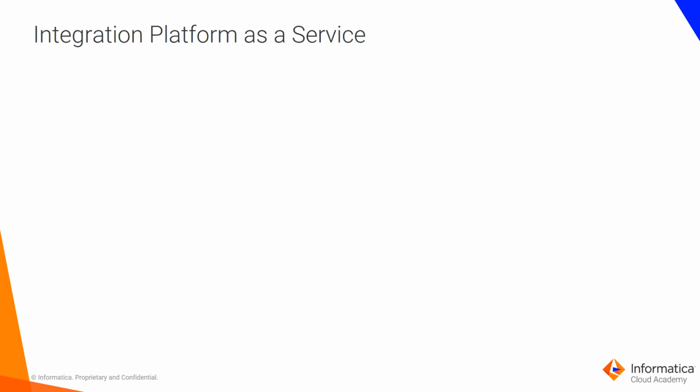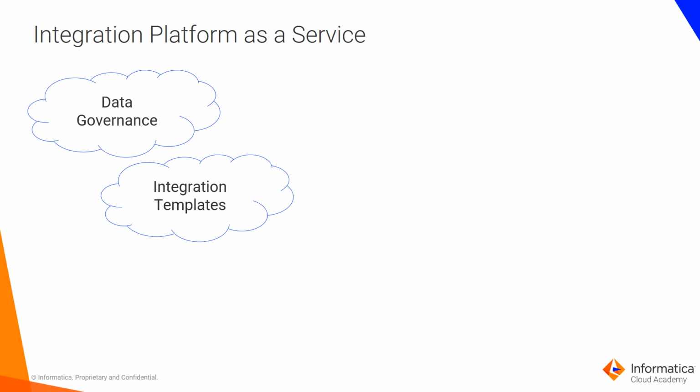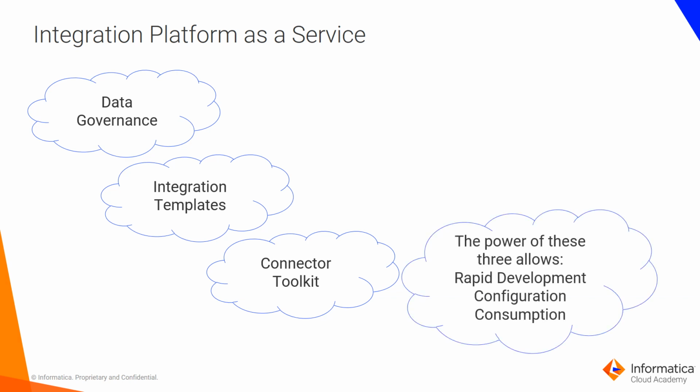If you look at Informatica Cloud Platform as a service, you will see that not only does it solve your data governance problems, but it also allows you to create templates that can be easily built and exposed to the business users using the hybrid approach. You can also use Connector Toolkit to build connectors, for example, Workday, Eloqua, Exactly. The power of these three services allows you to have rapid development, configuration, and consumption of your SaaS application integration with your on-premise data.